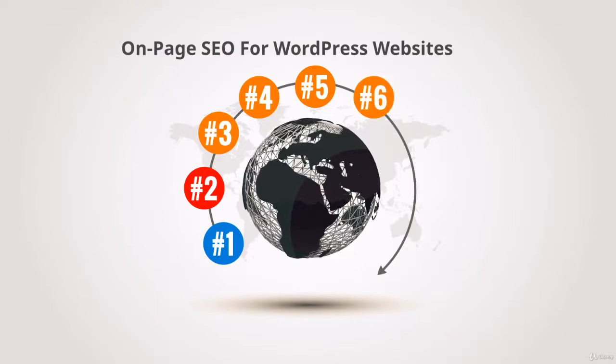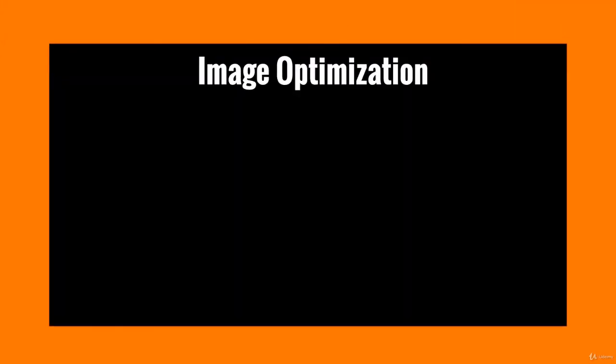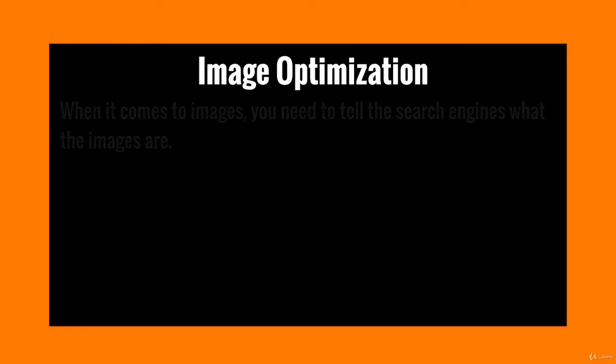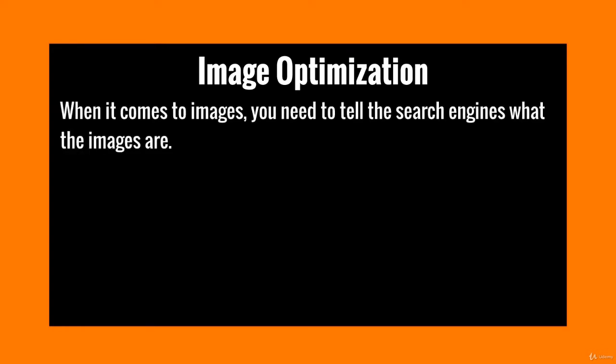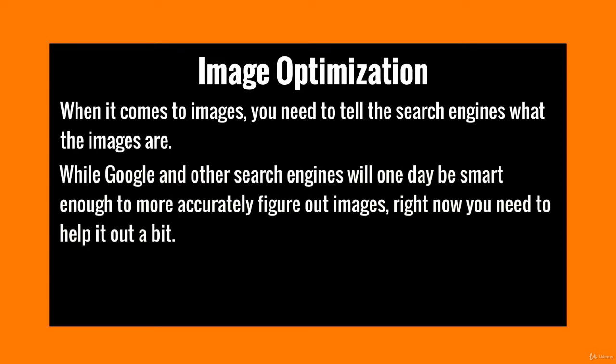Hello and welcome to video number 6, and we're going to talk about image optimization, or in other words, how to make your images more search engine friendly. You see, when it comes to images, you need to tell the search engines what the images are. They're not really going to know off the bat what the images are. Now, there are ways that Google can figure out what the images are, which we'll talk about in just a second. Now, while Google and other search engines will one day be smart enough to be able to figure out what images are, right now you need to help them out just a little bit, get them a kickstart that they need.